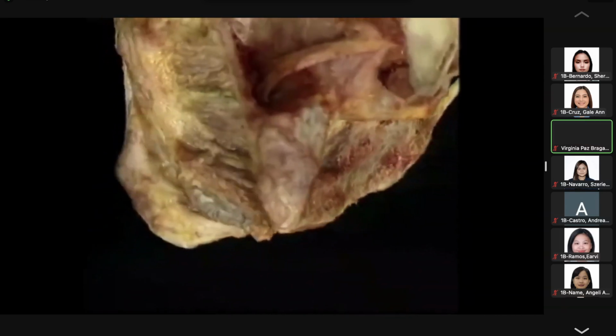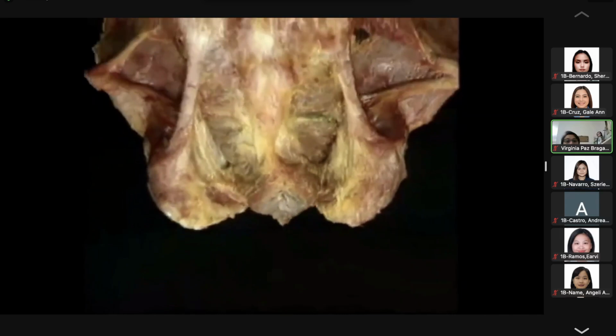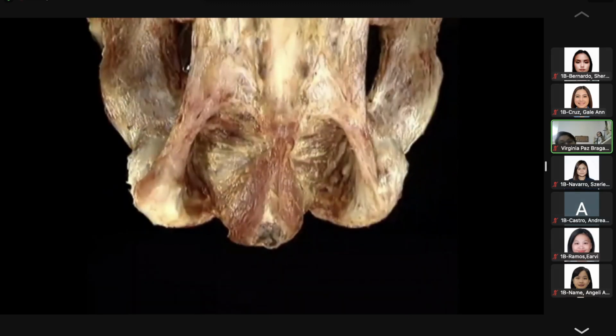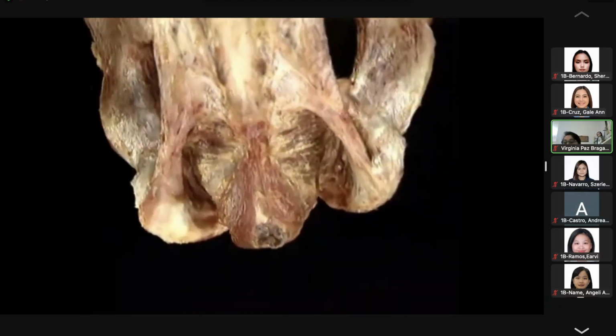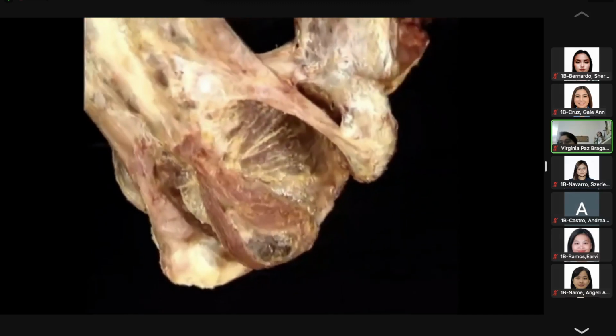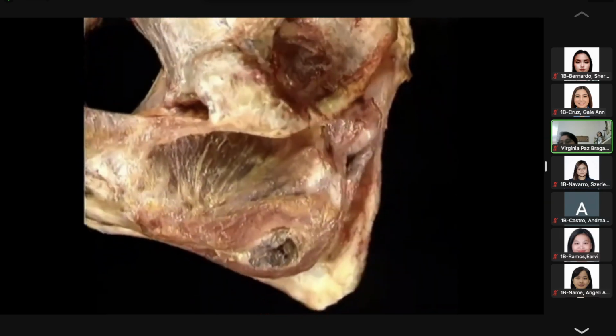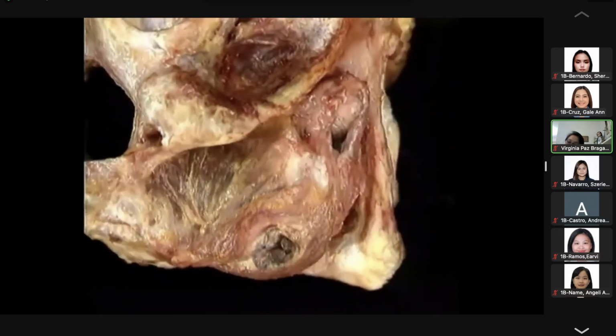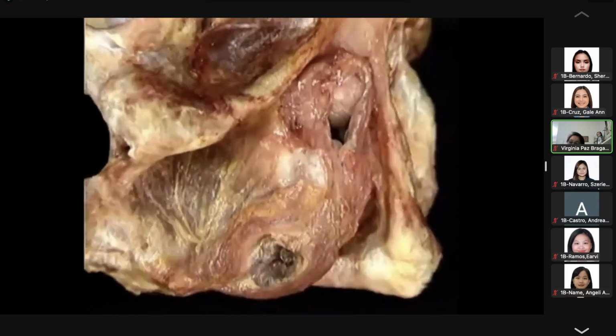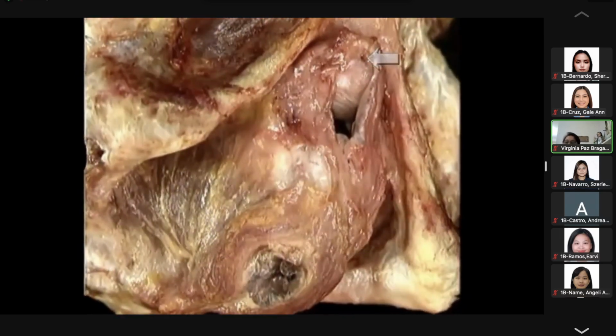Till now, we've been looking at the pelvic diaphragm in a dissection of a male body. Here's a similar dissection of the pelvic diaphragm of a female body. The overall structure of the female pelvic diaphragm is the same as the male, except that the pelvic diaphragm is also traversed by the vagina. Here's the opening of the urethra.